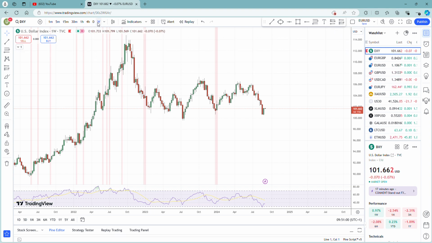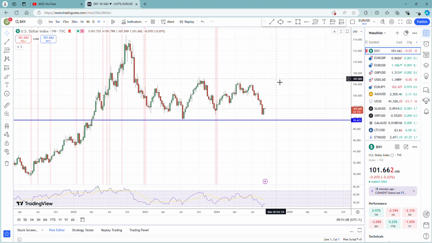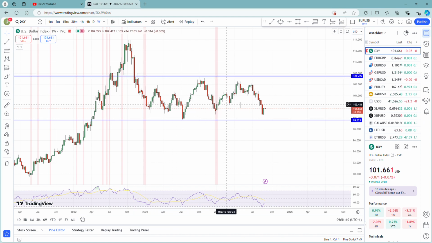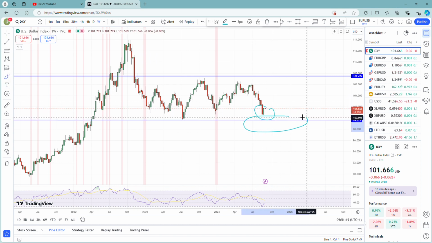So if we're starting on a weekly time frame, remember I'm just following the process as I have done. I'm just going to mark support and resistance levels on the weekly first. As you can see here, price has been respecting this since November 2022. So we know price is expected to travel between these levels. It's now close to the support. We can expect it to go up to resistance here.